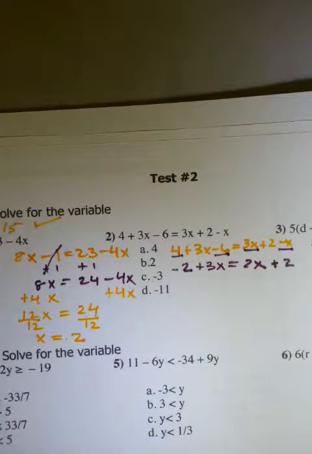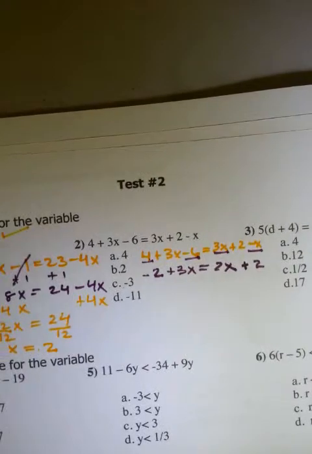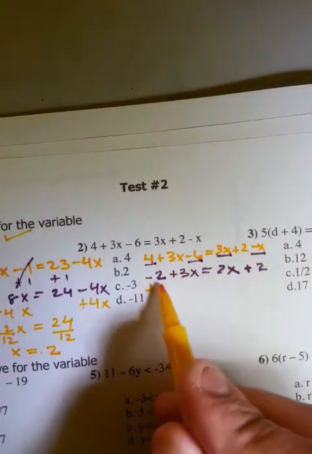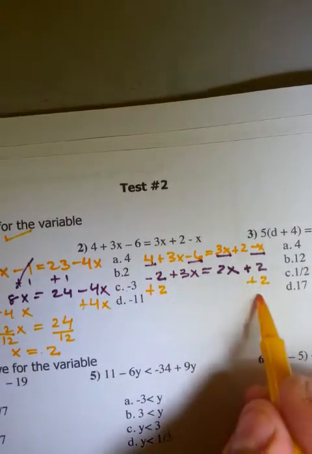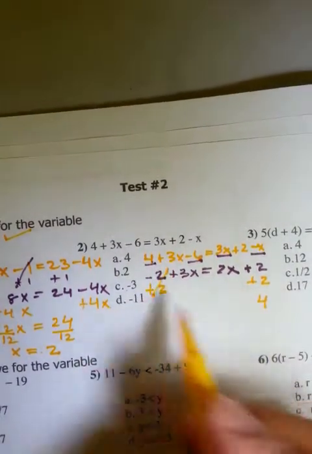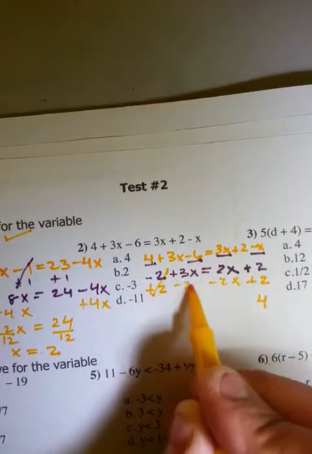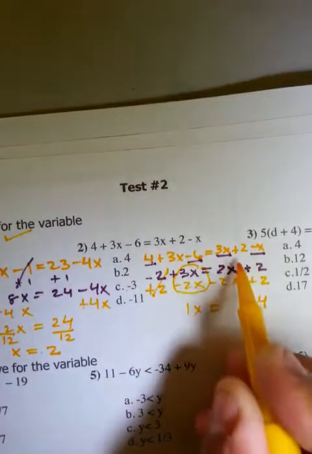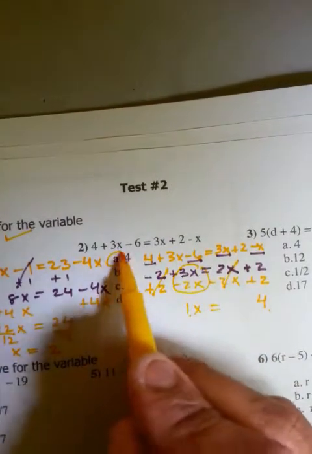Now, again, we're back to similar to number 1. Now we have to get the variables on one side and the constants on the other side. I can do this by adding 2 and adding 2. Therefore, I get 4 on this side. These two cancel. Then I can go ahead and subtract 2x and subtract 2x. So now I get from here 1x. These two cancel, so I get 1x is equal to 4. So my correct answer is A.